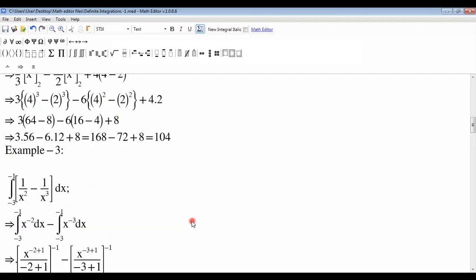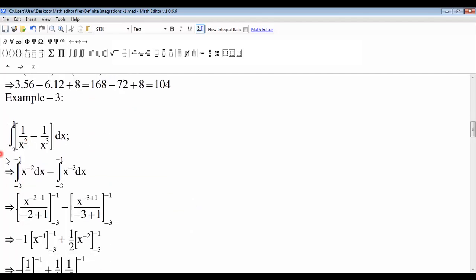Now another example, example 3. The integral limits will be minus 3 to minus 1. The upper limit will be minus 1 and the lower limit will be minus 3, of 1 by x square minus 1 by x cube dx. How can we find this definite integral? First of all, using the sum rule, 1 by x square can be written as x to the power minus 2, and 1 by x cube can be written as x to the power minus 3. From the indices chapter, you must know these rules.